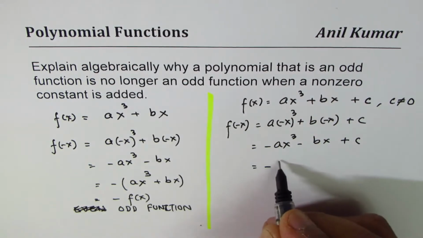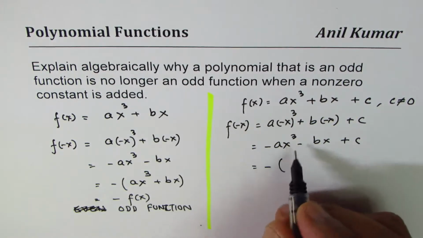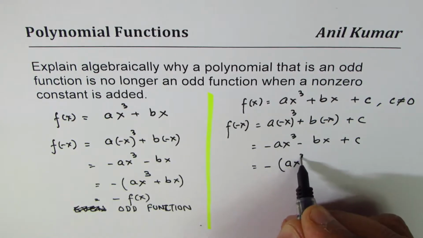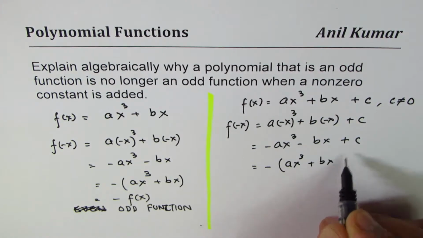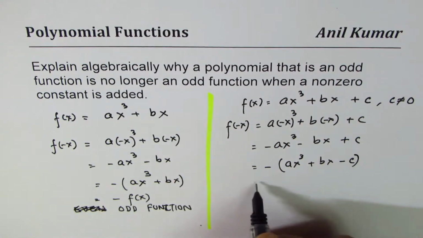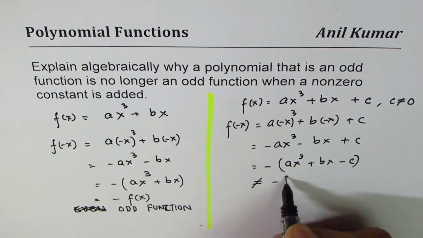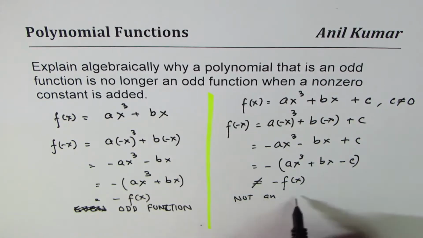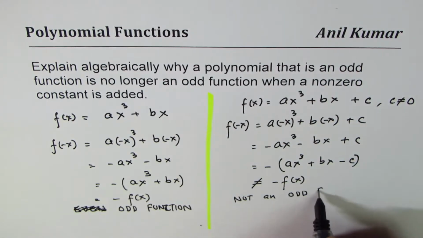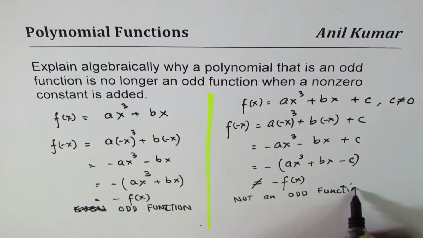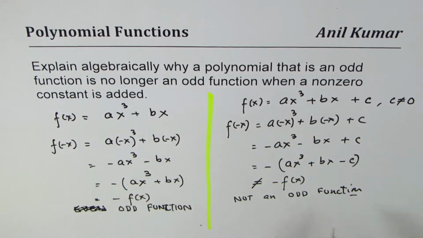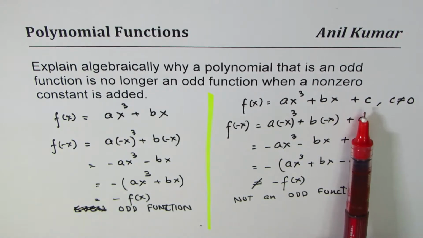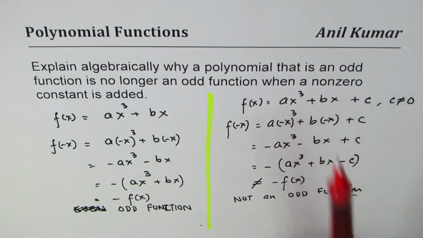So if I take minus outside as a common factor, I get ax cubed plus bx. However, this becomes negative c. Now this is not equal to minus of f of x, so it is not an odd function. Do you see that? And the reason is that here a constant is actually an even term. These are odd terms, right?